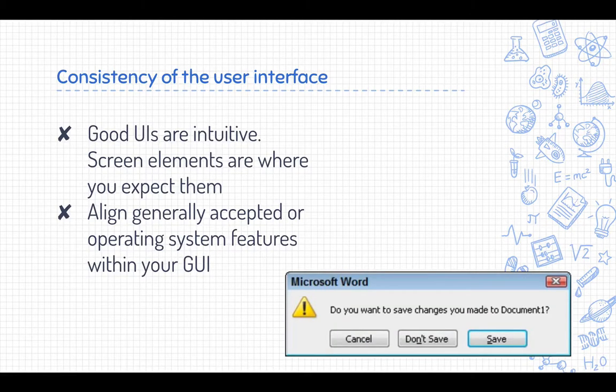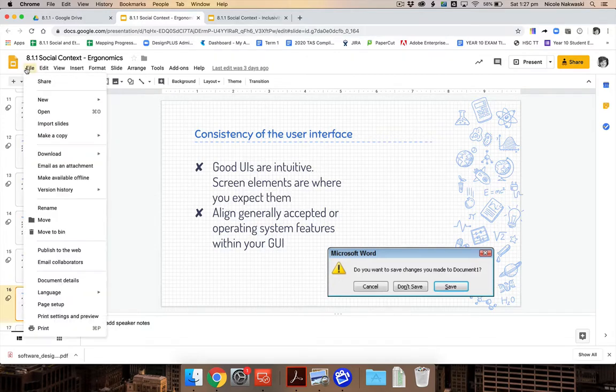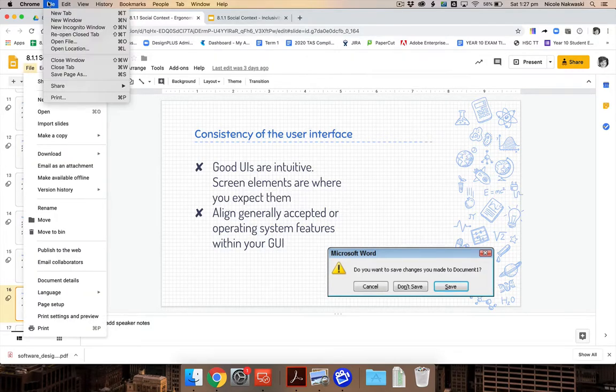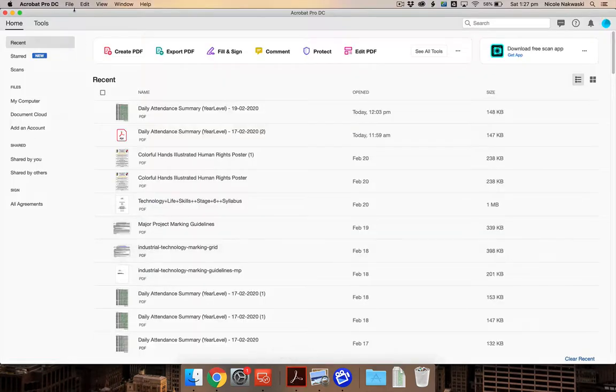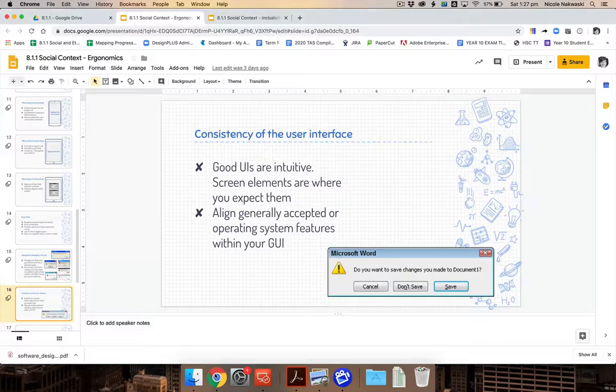And the last thing is that good UIs are intuitive. I kept on using this word. Screen elements are where you expect them. They align generally with accepted or operating system features within your graphical user interface. So I'm just going to escape this for 10 seconds. Where do I expect to find a file button? Top left. Top left. Top left. Top left. If I am making my UI, why in God's name would I put a file menu over here?